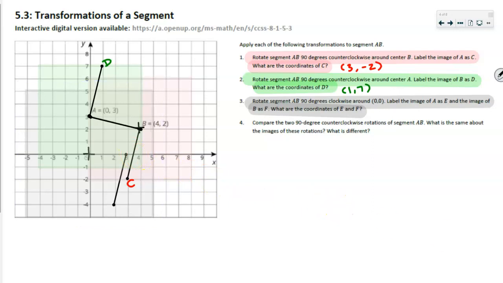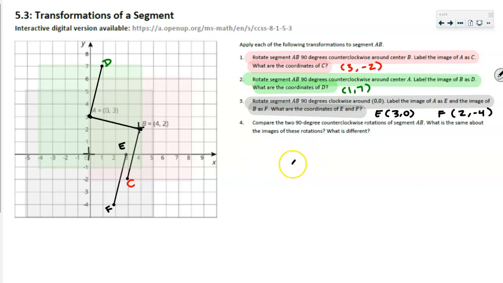And there we have it. This time it wants us to call these points E and F. So this is going to be E and this is going to be F. What are the coordinates? Let's focus on E first. What are the coordinates of E? Bethany? Yeah, 3, 0. What are the coordinates of F? Adia? 2, -4.